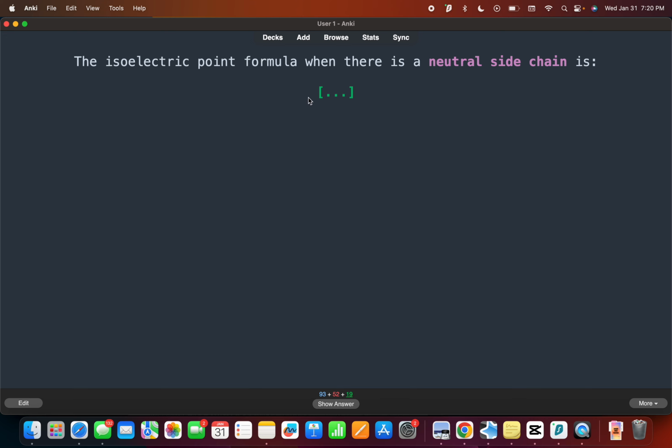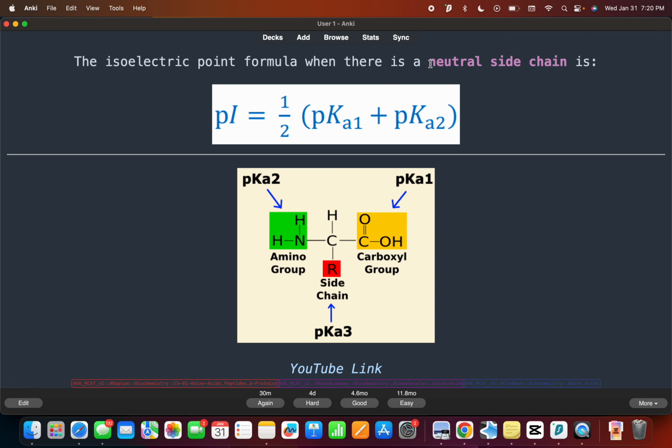The isoelectric point formula for a neutral side chain is pK1 plus pK2, divided by 2.